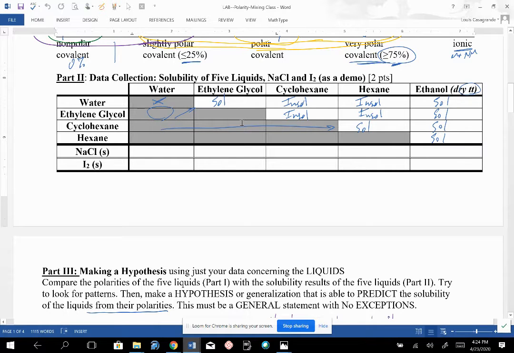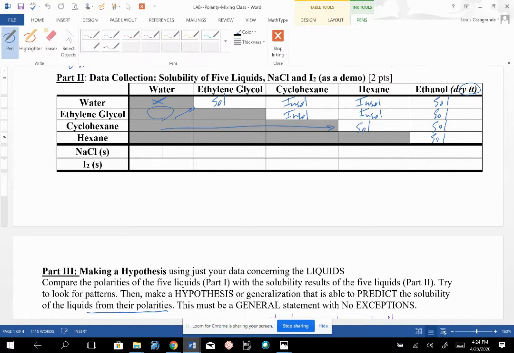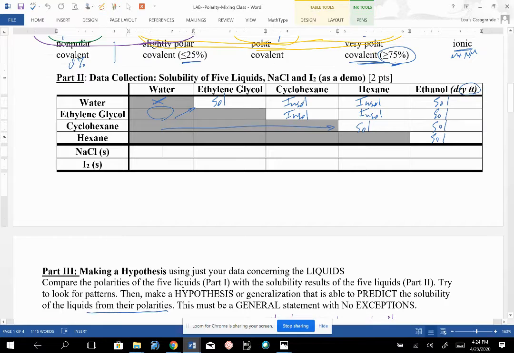So let's go back and put that in. We saw that with the sodium chloride, it was soluble in the water. Let's call it slightly soluble in the ethylene glycol; now we're going to get to degrees of solubility. Insoluble in the hexane, and in the ethanol, it was also insoluble. So we have the data now.